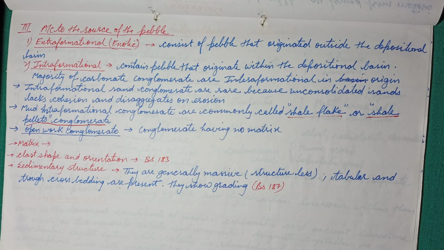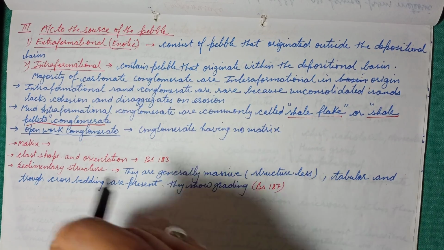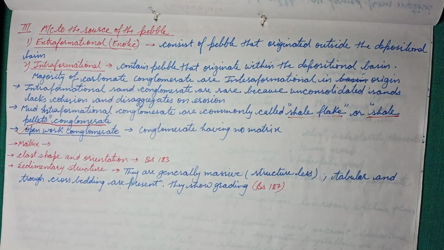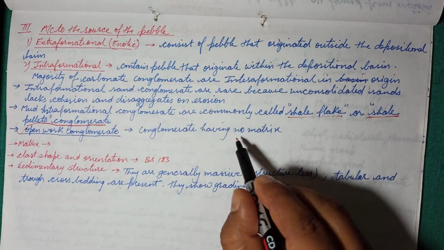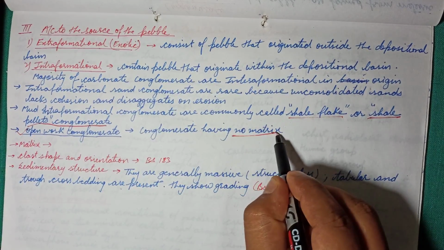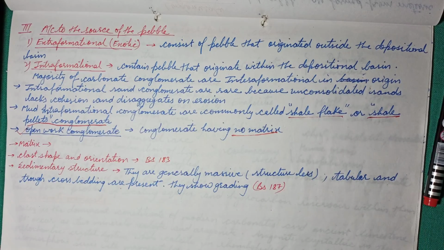Okay, the open work conglomerate. There is another conglomerate known as open work conglomerate, and what is that? There is no matrix. The conglomerate which is devoid of matrix is known as open work conglomerate. This has been asked in exams, maybe in yours.